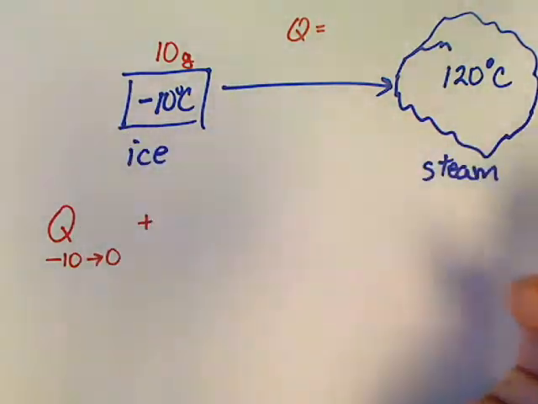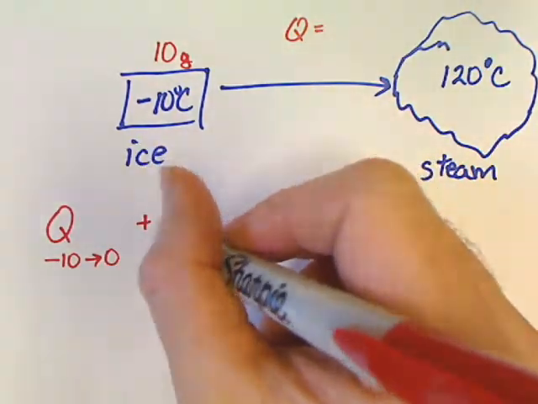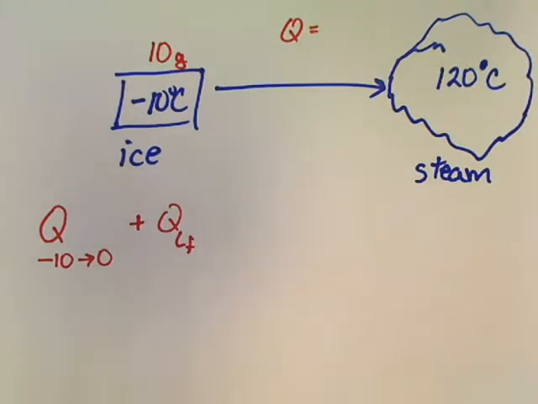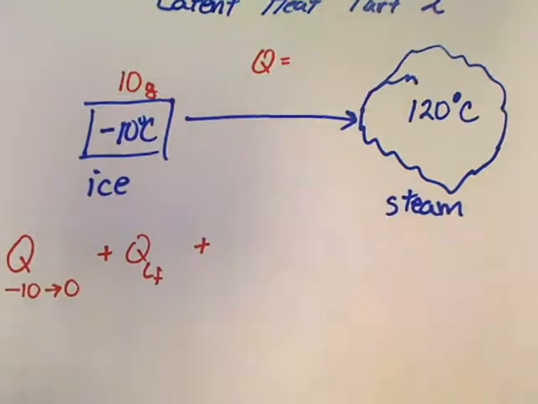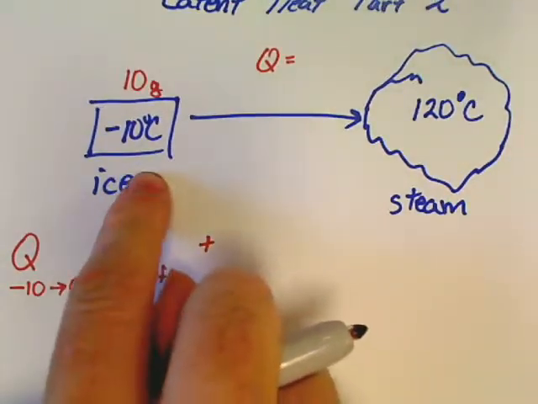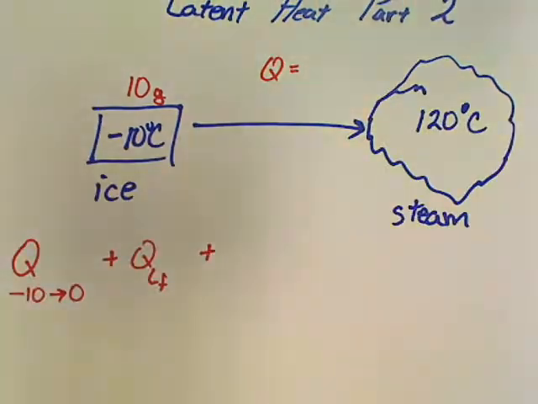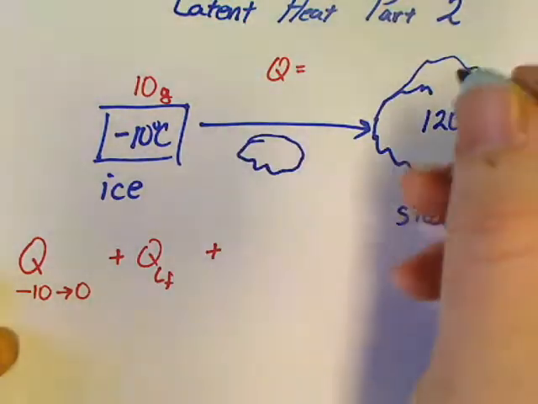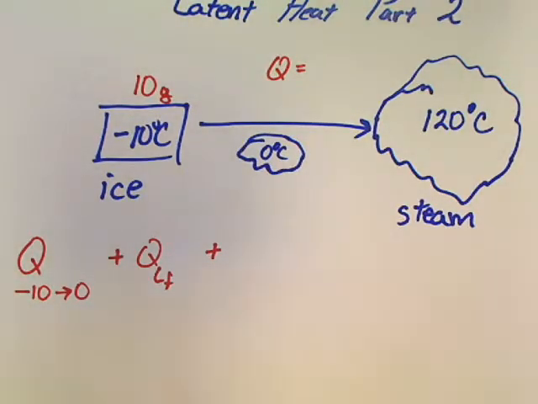Now, once I get that piece of ice heated to 0, I can actually do a QLF. I can actually start melting. LF stands for that melting process. LV stands for a vaporization process. So what happens after all this ice is melted? Well, it's going to be water. So let's draw a little puddle of water right here. This puddle of water you got is going to be ice cold. That puddle of water is going to be 0 degrees.